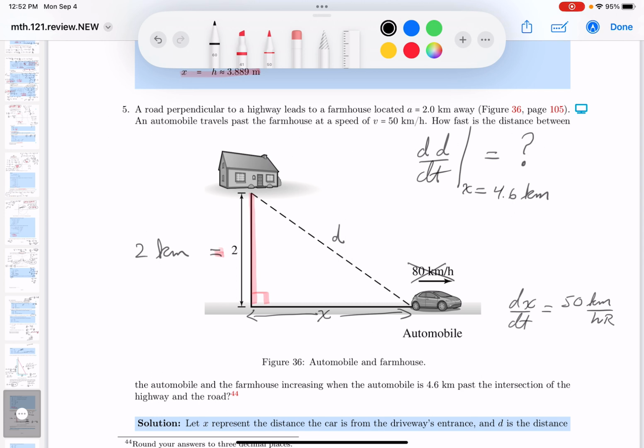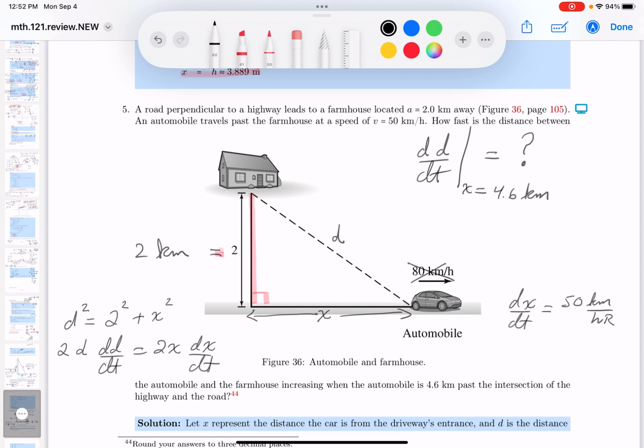Okay, let's write the relationship down and see if we can get this working. I'm going to write down that d squared is equal to 2 squared plus x squared. I'm using the Pythagorean theorem, by the way. That's the Pythagorean relationship. Let's do the derivative. What do you get? 2d dD/dt. The derivative of 2 squared is 0. And then you get 2x dx/dt.